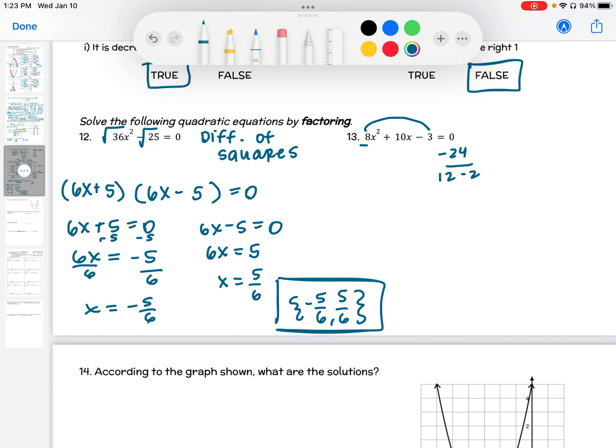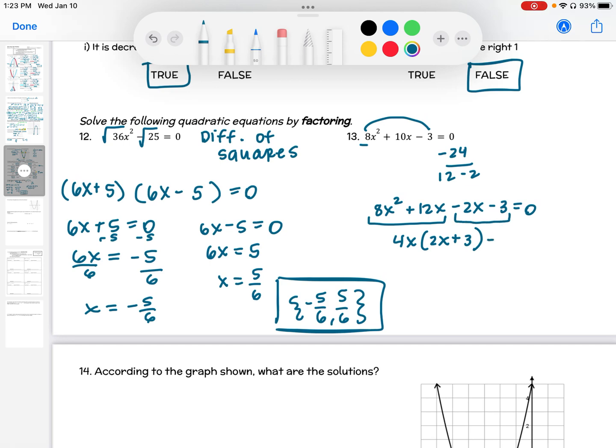So I'm going to go ahead and replace that middle term with the 12x and the 2x. And then we're going to group the first two together. So the GCF for that would be 4x. We'd have 2x plus 3 left inside. And then our GCF for the second two would be negative 1. So we'd have 2x plus 3 left inside.